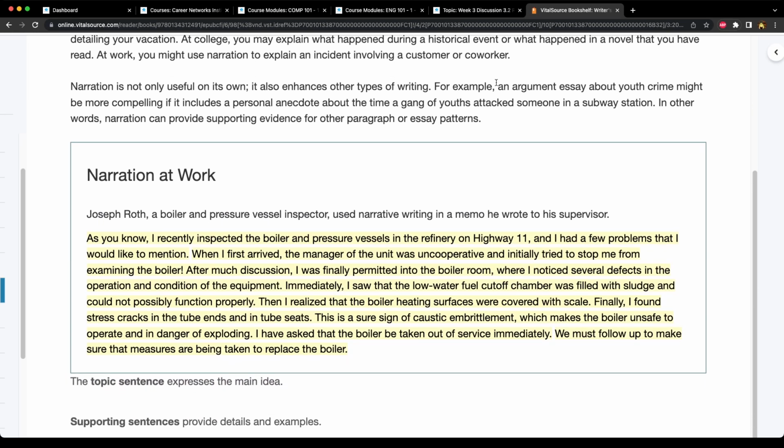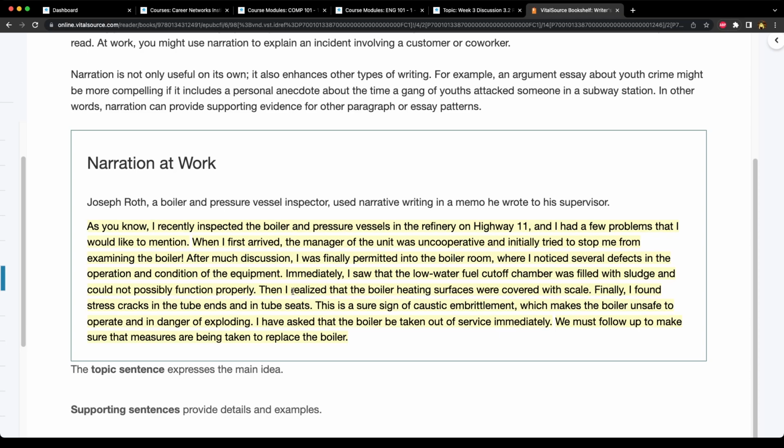So here's an example of narration at work. Joseph Roth, a boiler and pressure vessel inspector, used narration writing in a memo he wrote to his supervisor. "As you know, I recently inspected the boiler and the pressure vessels in the refinery on Highway 11. I had a few problems that I would like to mention. When I first arrived, the manager of the unit was uncooperative and initially tried to stop me from examining the boiler. After much discussion, I was finally permitted into the boiler room, where I noticed several defects in the operation and condition of the equipment."